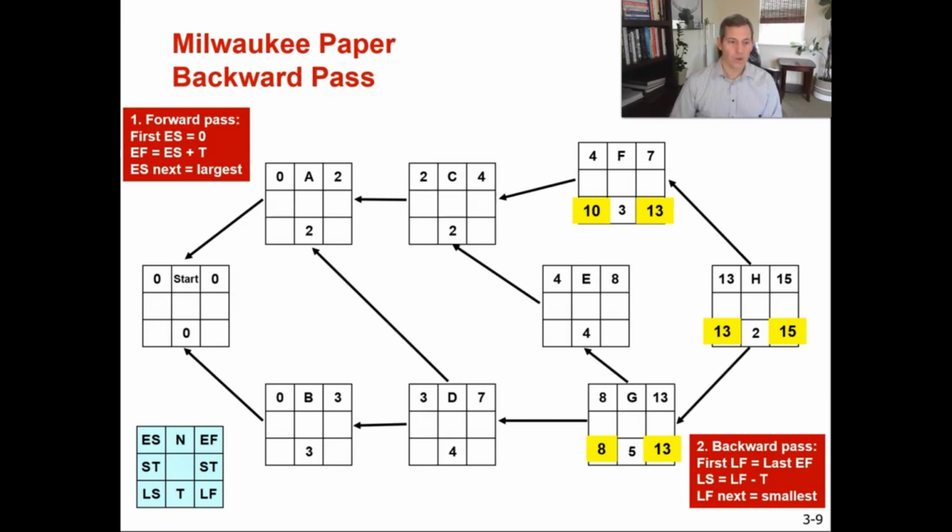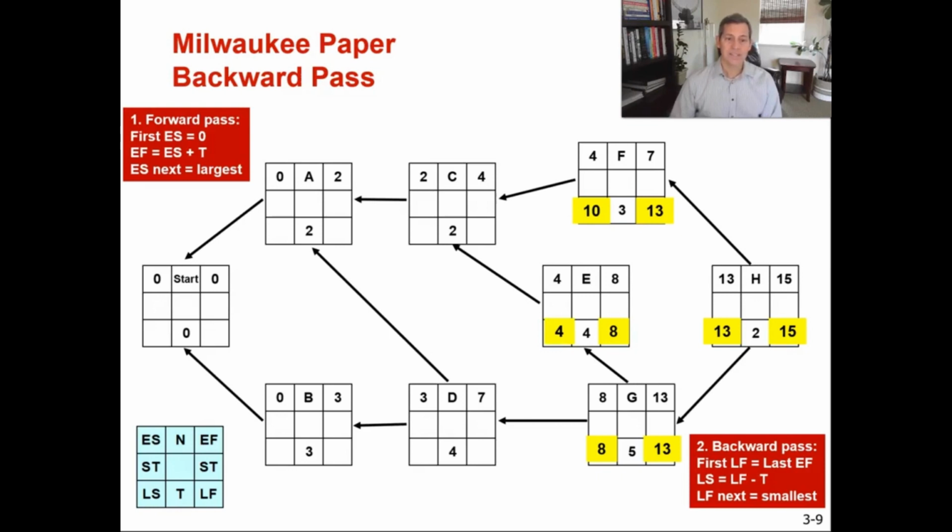Now let's go on to E. E only has one immediate successor as well. So for that one, our late finish is 8 weeks. It's got a 4-week duration, so we're going to subtract 8 minus 4 equals 4.